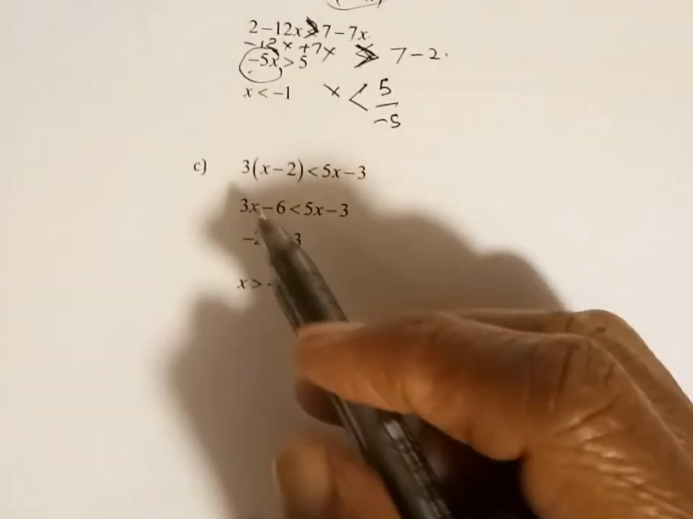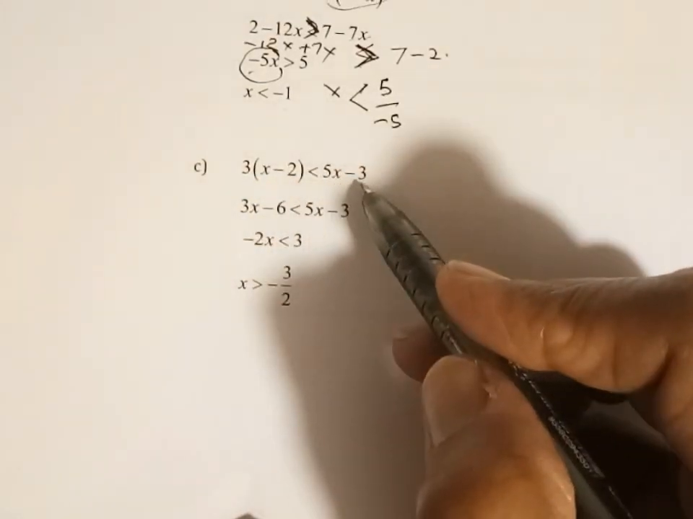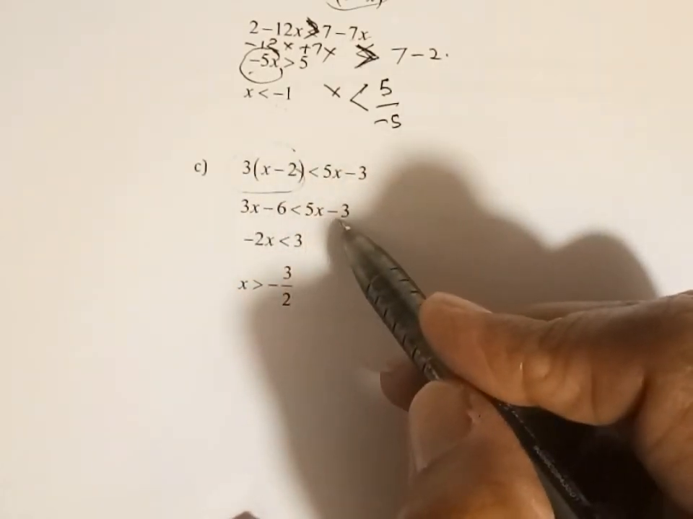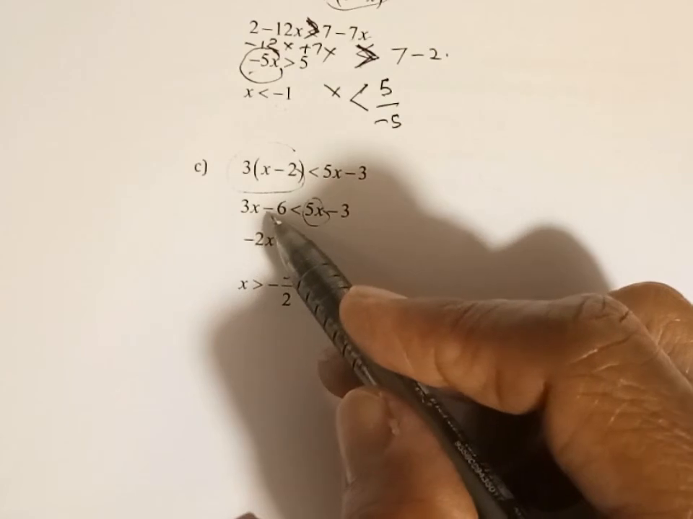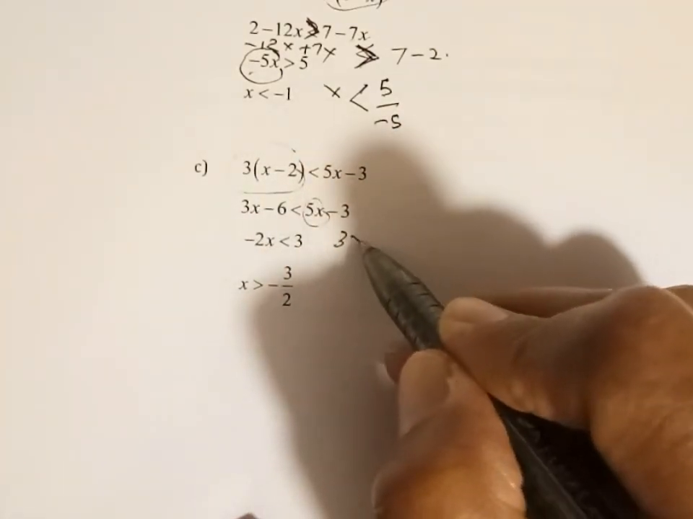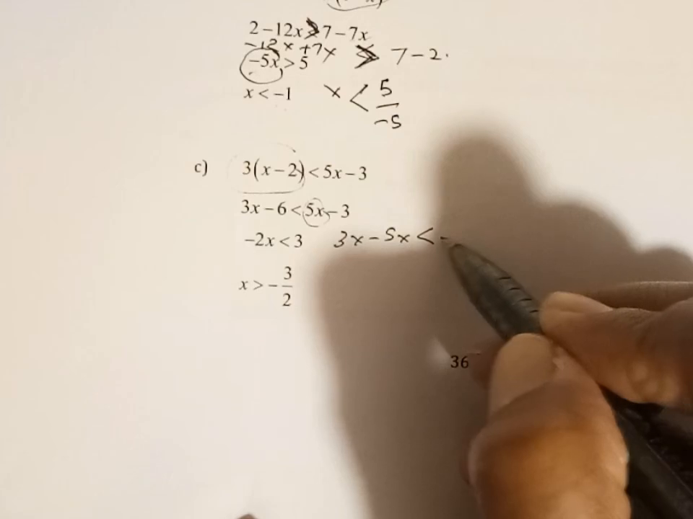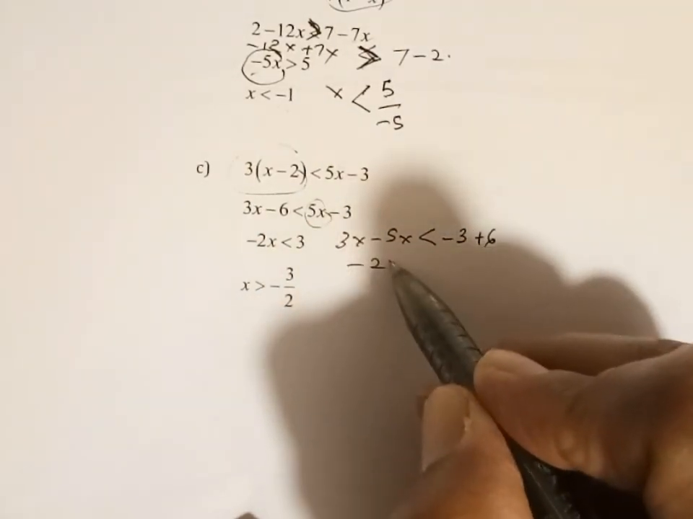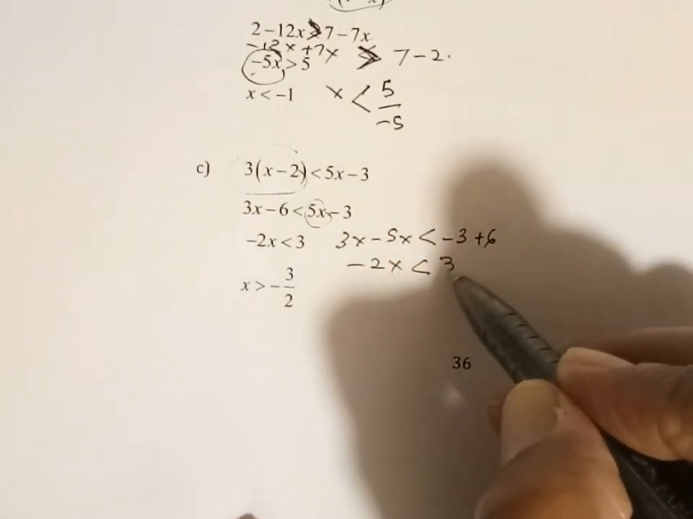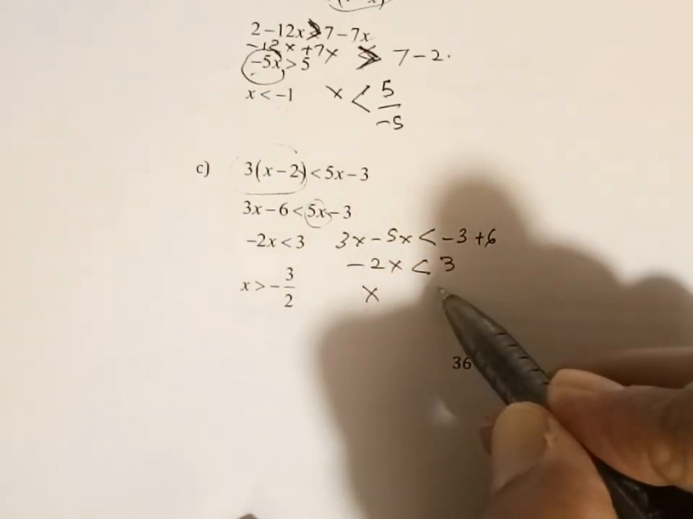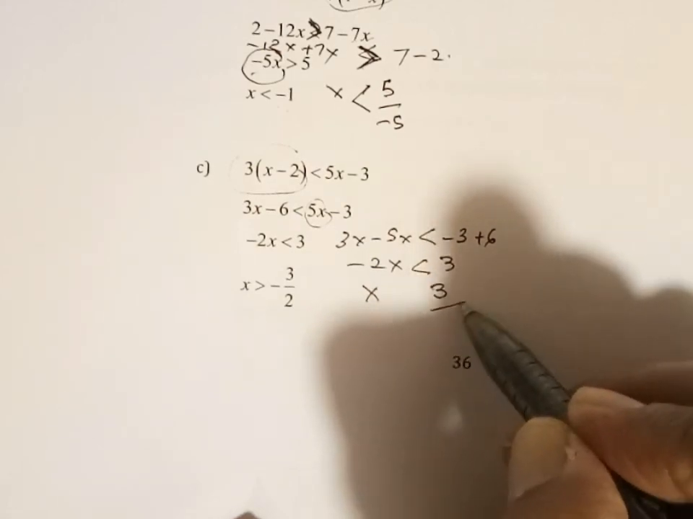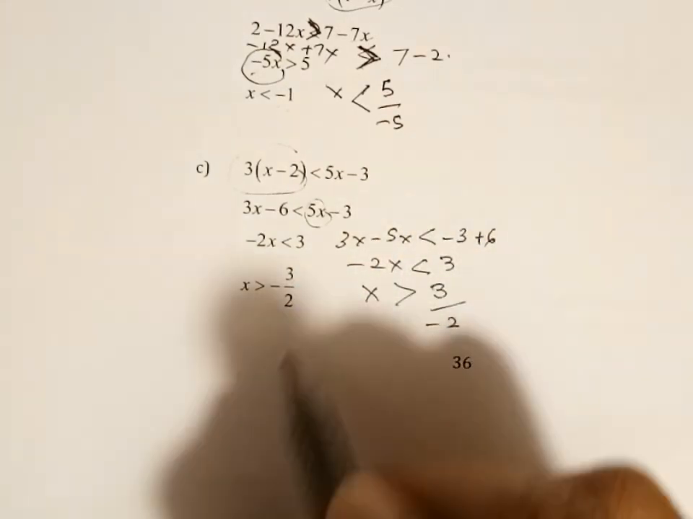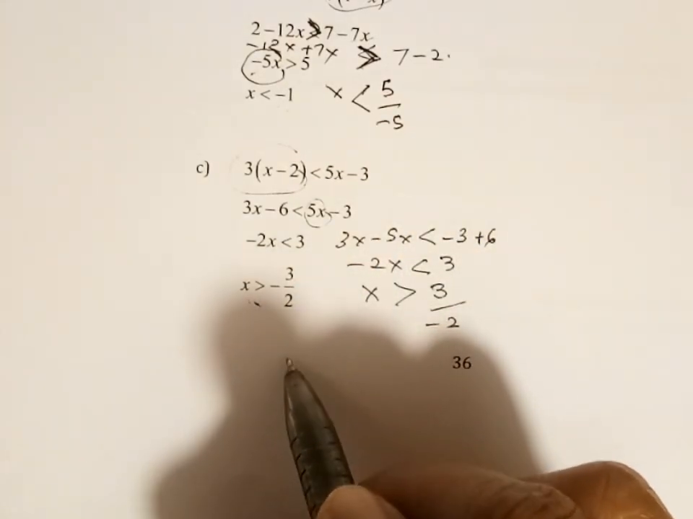Okay, last example, 3 times (x minus 2) less than 5x minus 3. So 3x minus 6, solve this first. Then 5x minus 3: bring 5x to the left side, it becomes 3x minus 5x. On the right side is minus 3 plus 6. So this is minus 2x less than 3. Since we divide by a negative number, we change the sign from less to greater than. So the answer is x greater than negative 2. Done.